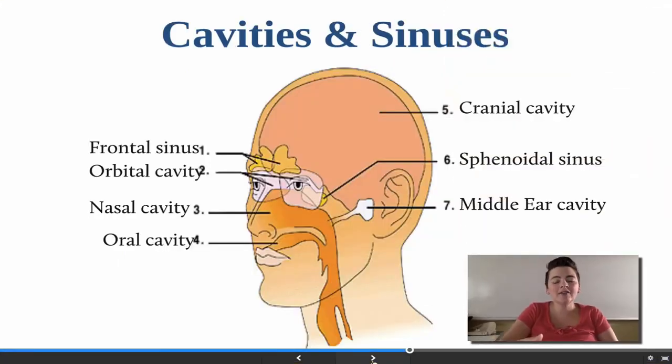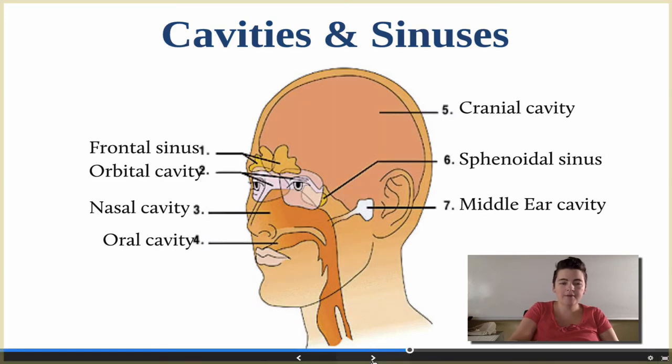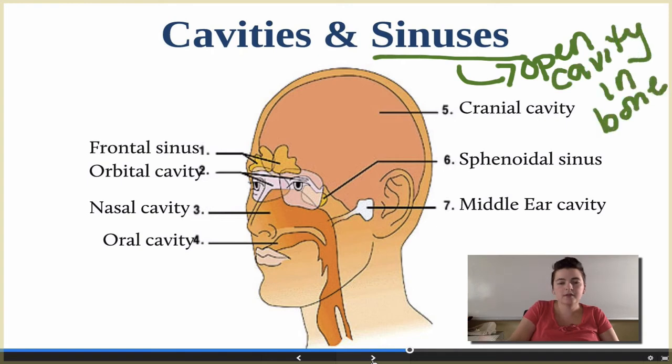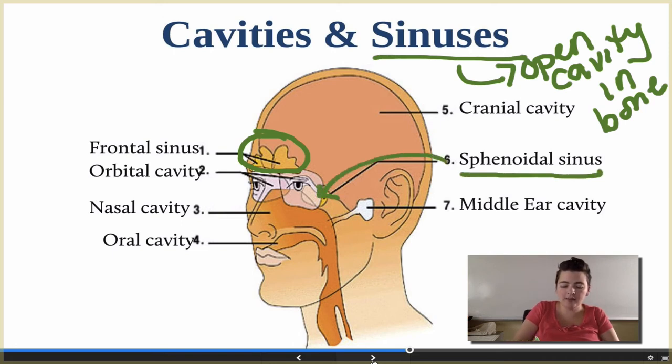We have several cavities and sinuses throughout the body. Looking here at the head, we have several. Above the eyeballs, you have a sinus. A sinus is a cavity within your bone. The frontal sinuses here above your eyes are in the frontal bone, and they're a cavity in the bone. The other sinuses that we're going to look at now are the sphenoidal sinus. They are right here behind the eyeballs. When we get into the skeletal system, we will learn a couple more.